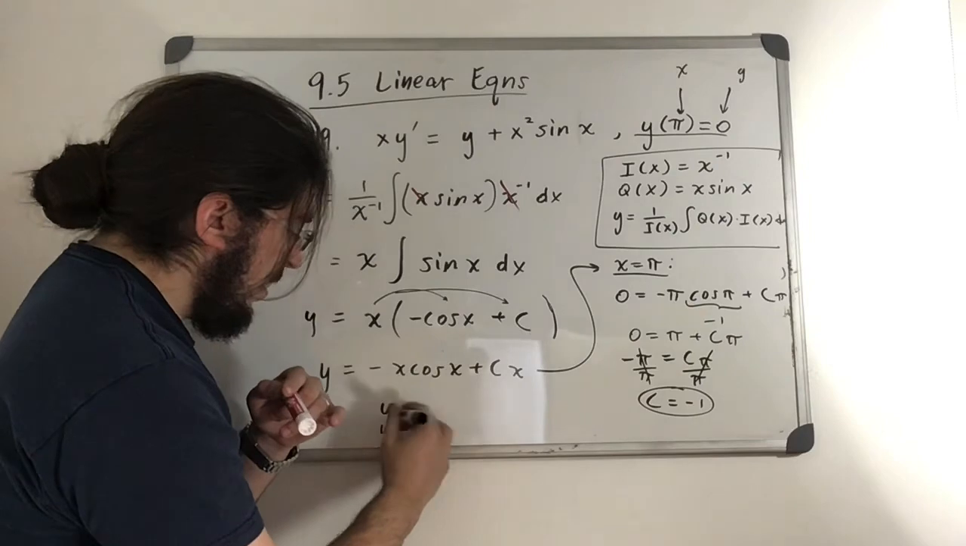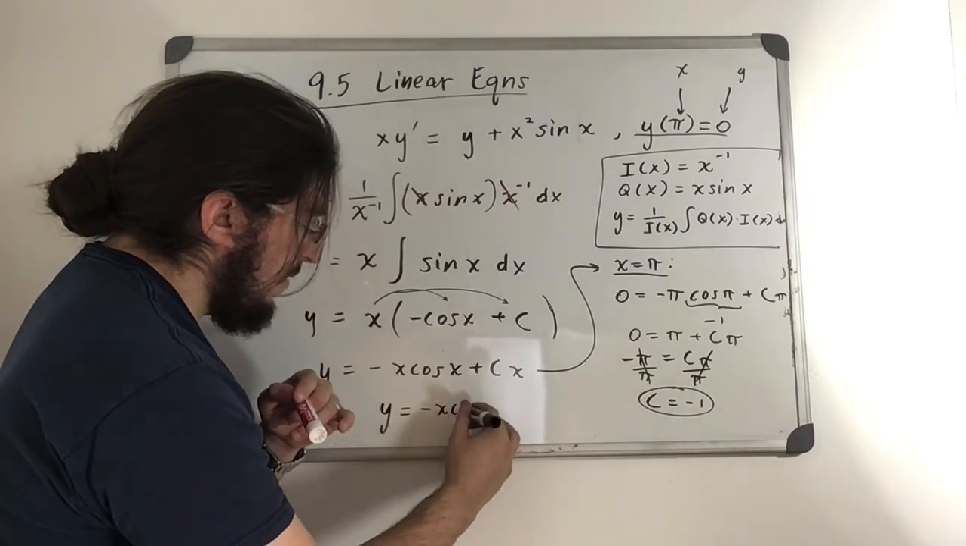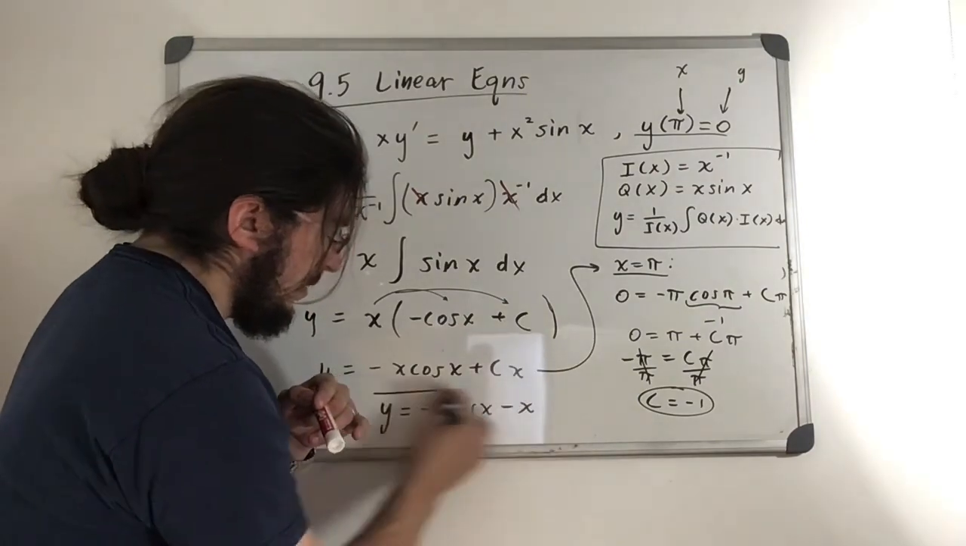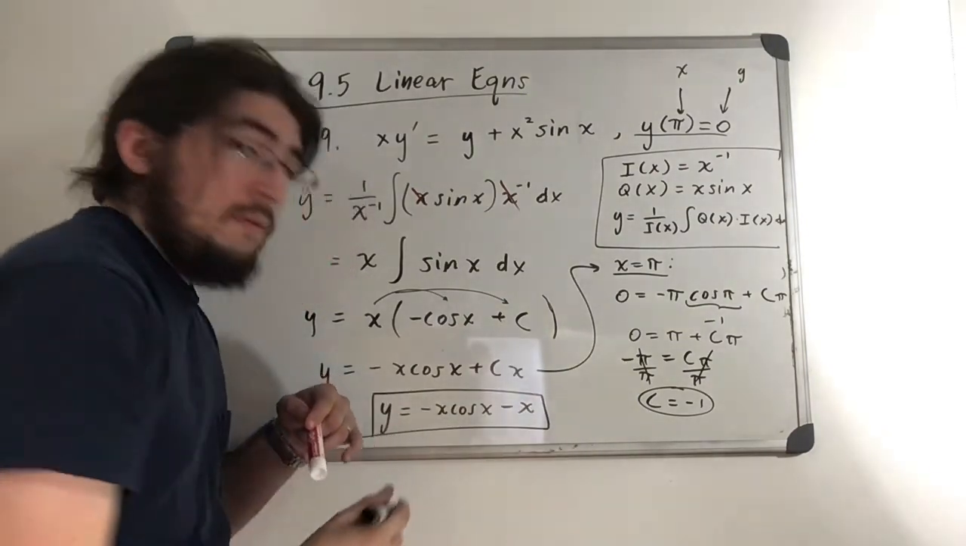C is negative 1. Plug it back in. y is equal to negative x cosine of x plus negative 1 times x, so minus x. And there we go. Great.